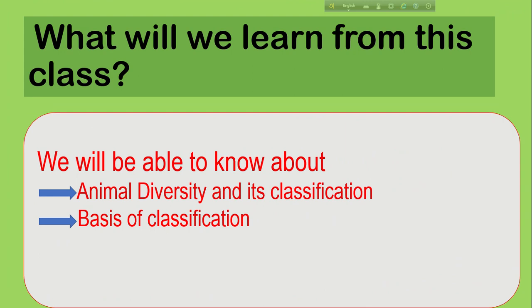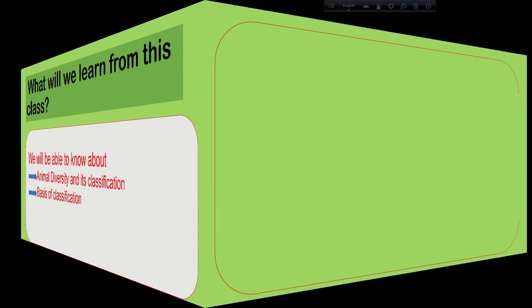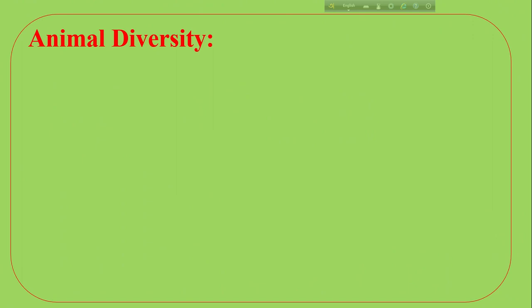What will we learn from this class? We will be able to know about animal diversity and its classification, and the basis of classification. Animal diversity: you know, about 8.7 million types of species are there in our world. The total number of animals is about 20 billion.